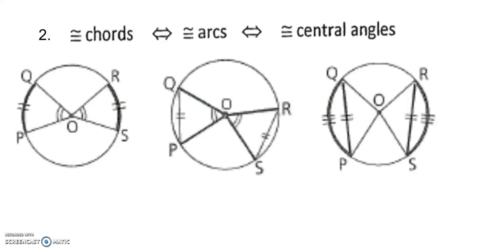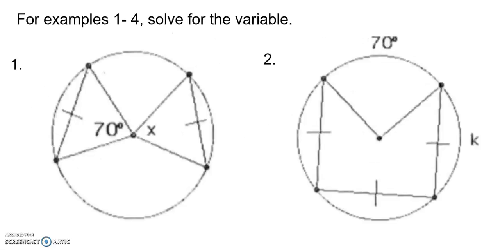Next, we have a bunch of different theorems kind of summed up in this statement. So this is saying that congruent chords are congruent to arcs, are congruent to central angles. Okay, so we're going to go through some examples and look at them individually. So first we have number 1. So here we have congruent chords. We can conclude that the central angles are congruent.